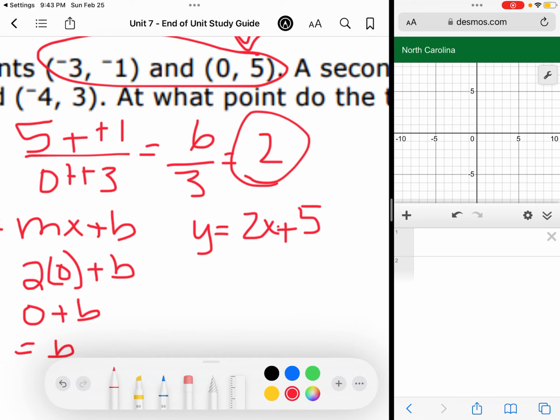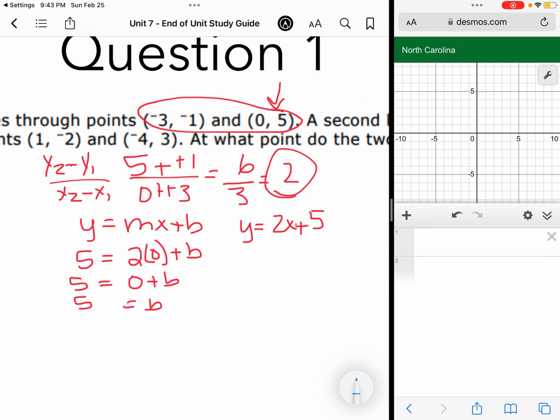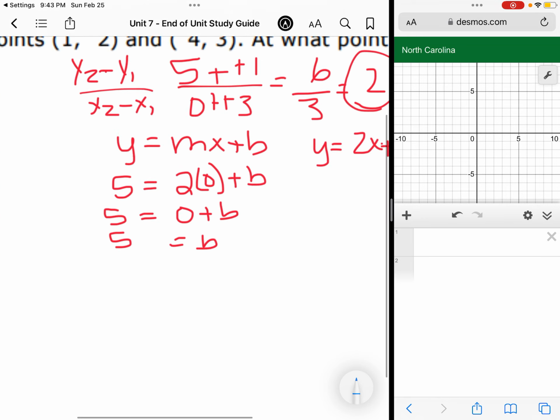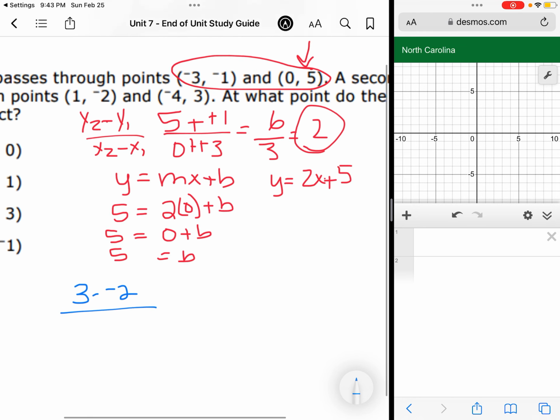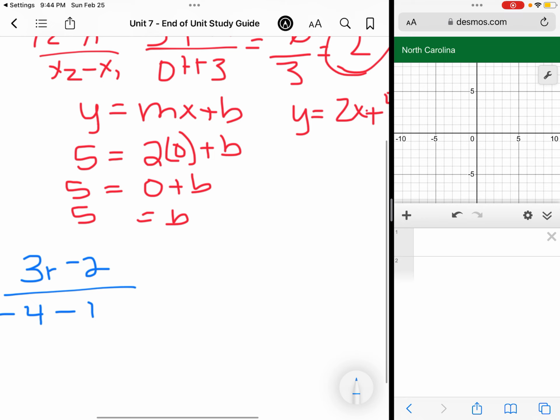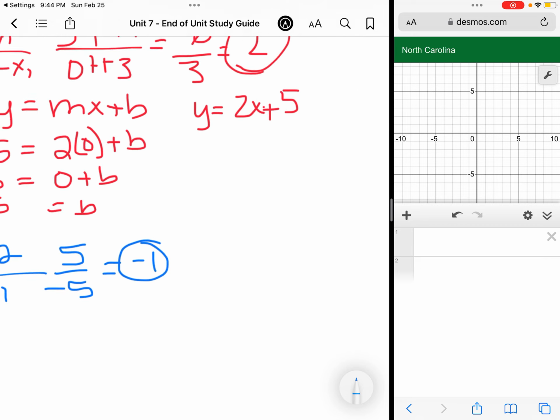So I'm going to switch colors, and I'm going to do my second equation. So I've got same formula, y2 minus y1 divided by x2 minus x1. So I've got 3 minus negative 2 divided by negative 4 minus 1. So I've got 5 divided by negative 5, which leaves me with negative 1 for my slope.